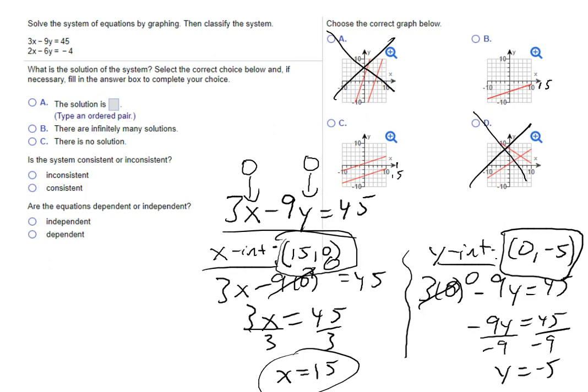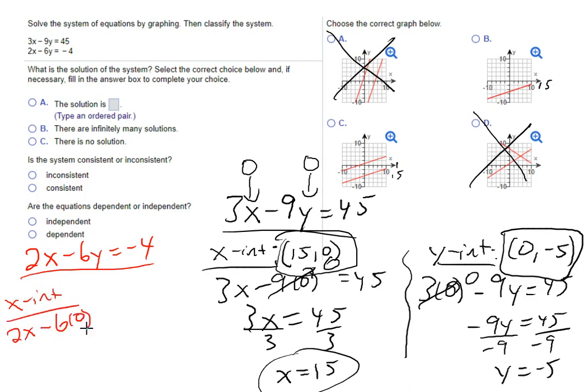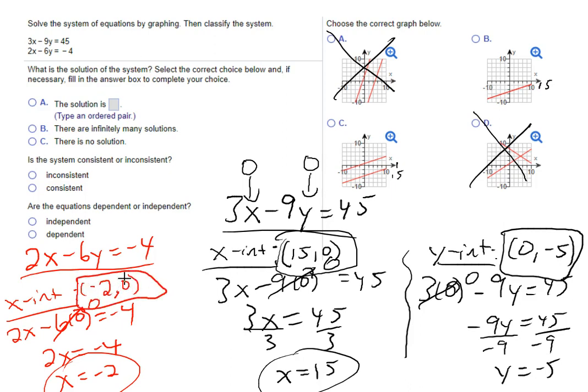All right, so let's look at the second equation. We have 2x minus 6y is equal to negative 4. Let's do the x-intercept first. We're going to plug in 0 for y, so we get 2x minus 6 times 0 equals negative 4. That gives me 2x equals negative 4 because this just goes to 0 and disappears from our equation. Divide by 2 on both sides, and we get x is equal to negative 2. Negative 2 comma 0. So that is my x-intercept.